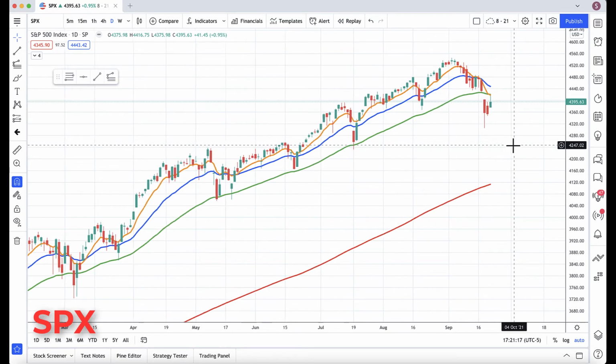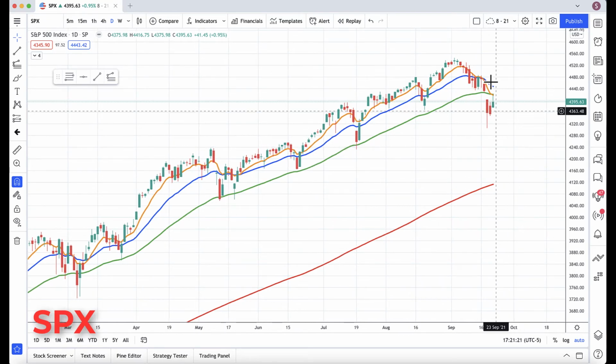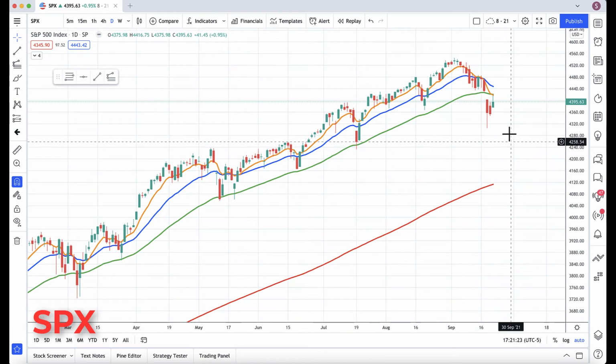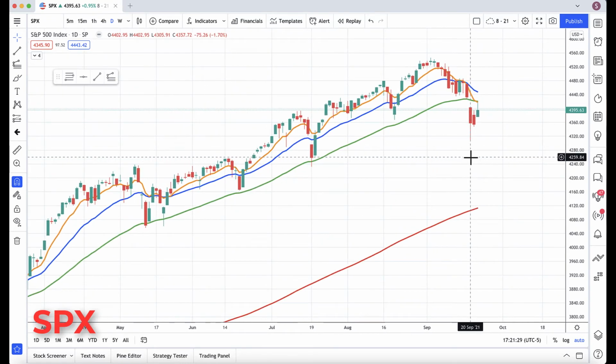I will glance at it periodically, but I don't keep it on my charts just to keep the charts simple, because many times when you do start breaking down below the 100, you're just going to make a move towards the 200.